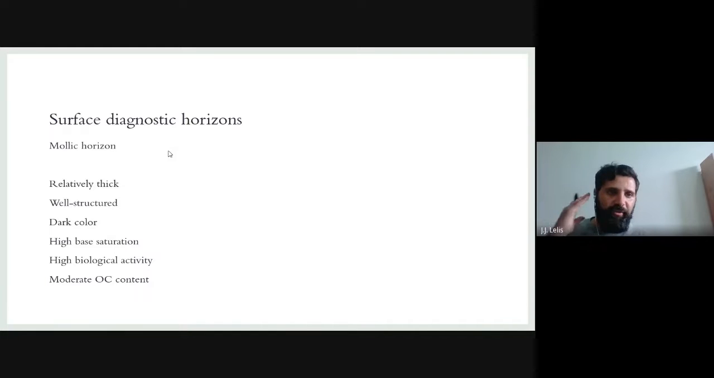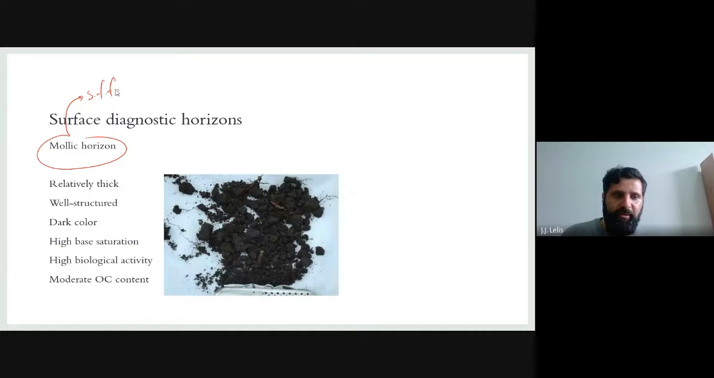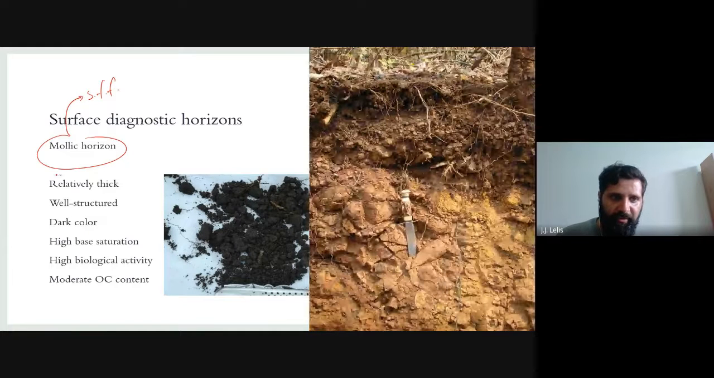Another surface diagnostic horizon that's quite important too is the mollic horizon. This mollic horizon is not formed by humans, so it is formed by nature, only by the interaction between the soil formation factors. Okay, and this mollic horizon is a relatively thick horizon. As you can see, this is the mollic horizon. It is well structured, so it presents a strong grade.